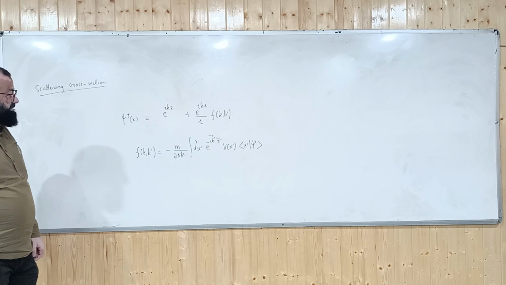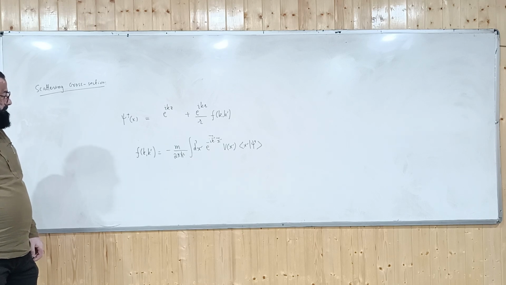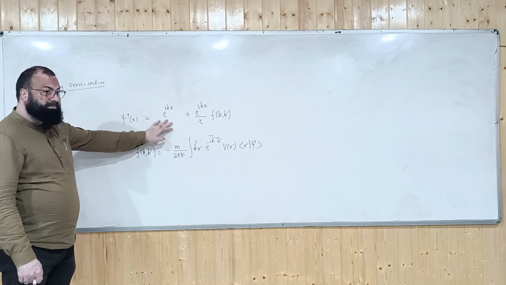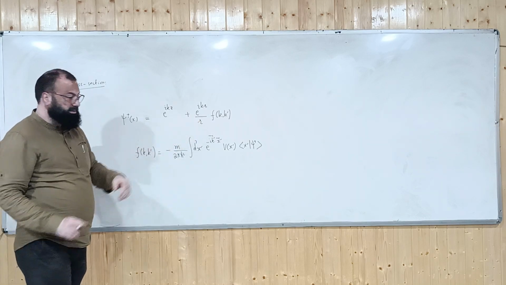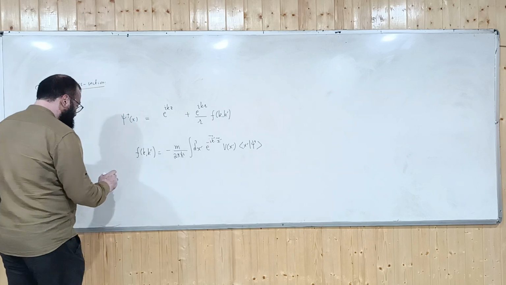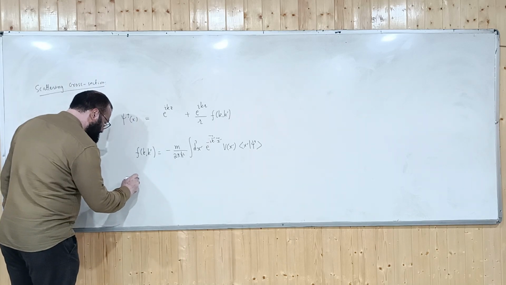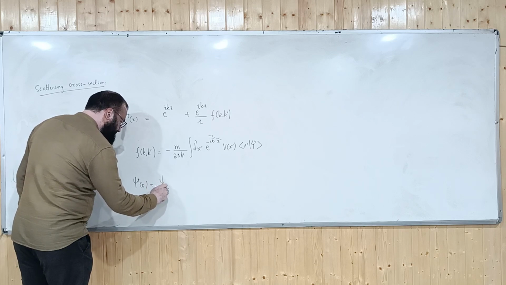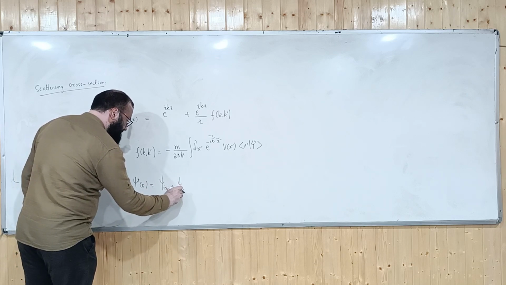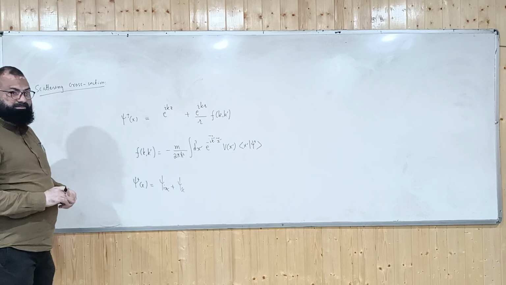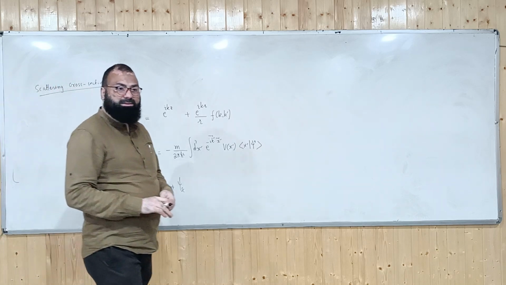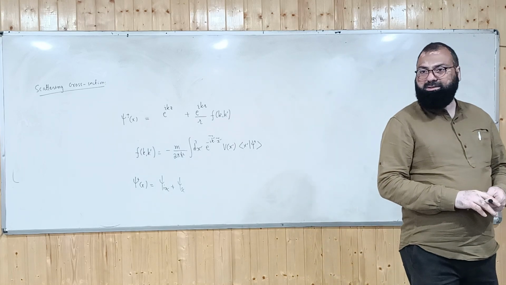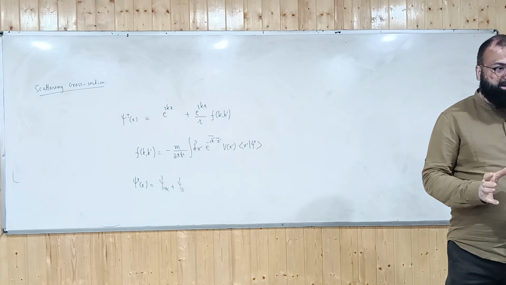So this is our scattering wave. It contains this incident part and this scattered part. So I can write ψ+(x) as ψ incident plus ψ scattered. Now let's calculate the incident current density, because I have to calculate the differential scattering cross section.